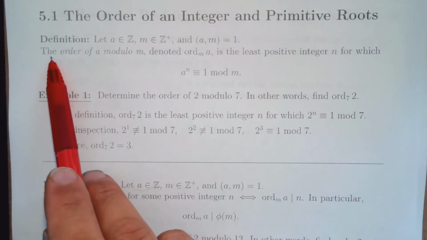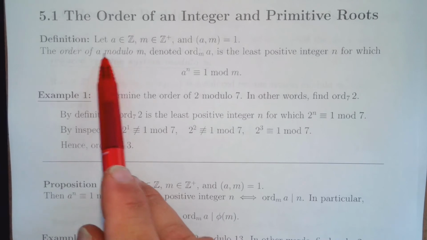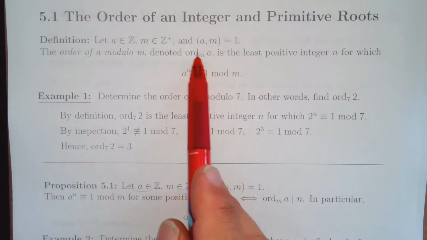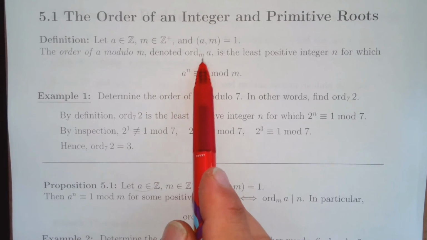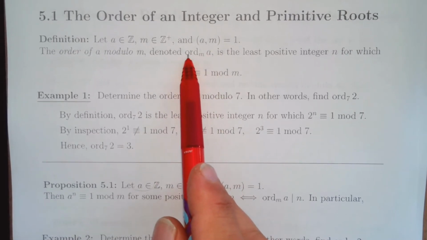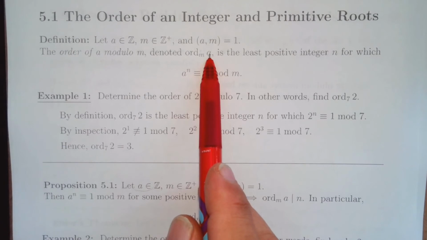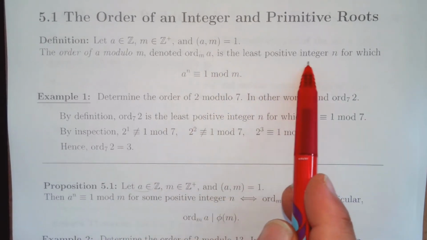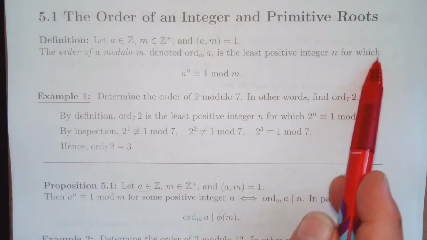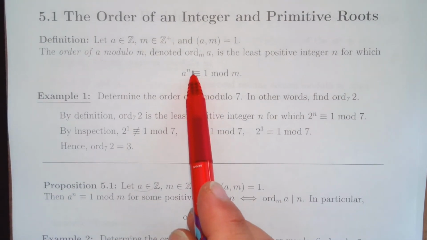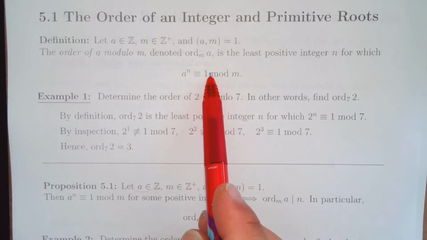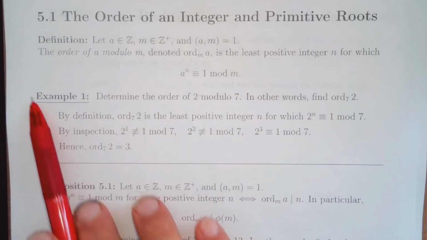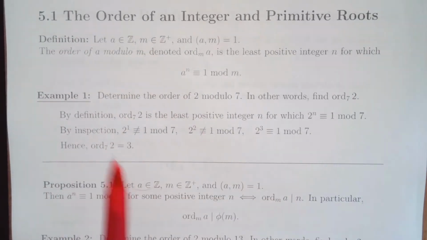Then, the order of a modulo m, denoted by this notation, ord subscript m with an a, so we'd read it ord of a modulo m, is the least positive integer n for which a to the nth power is equivalent to 1 mod m. So let's look at an example to understand this definition.